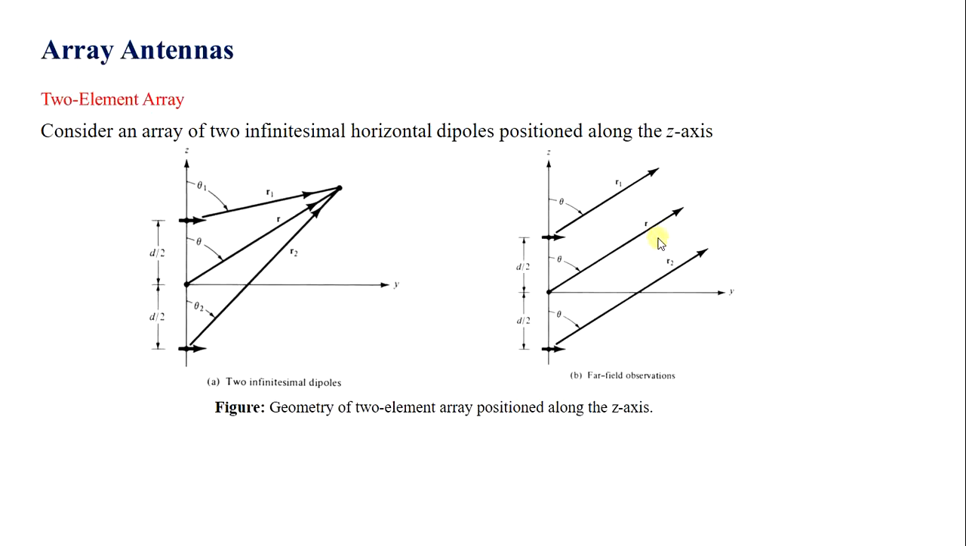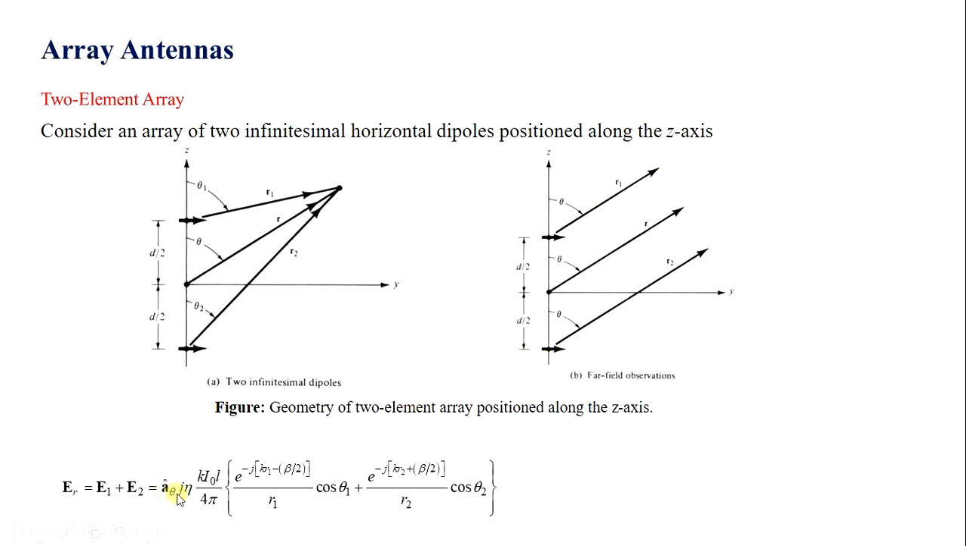Always this R, the distance from the origin to the observation point, is very much greater than the distance d between the two antennas. So the total radiated field by the two elements is equal to the sum of the two fields of the individual elements, that is E total equals E1 plus E2. E1 is the field radiated by element 1 and E2 is the field radiated by element 2.